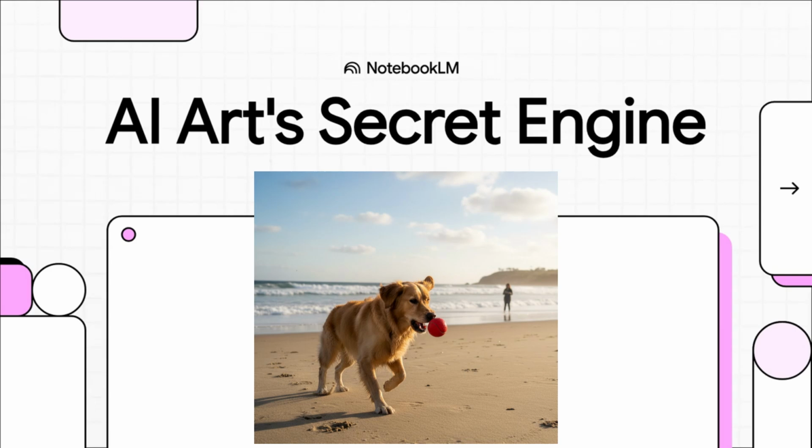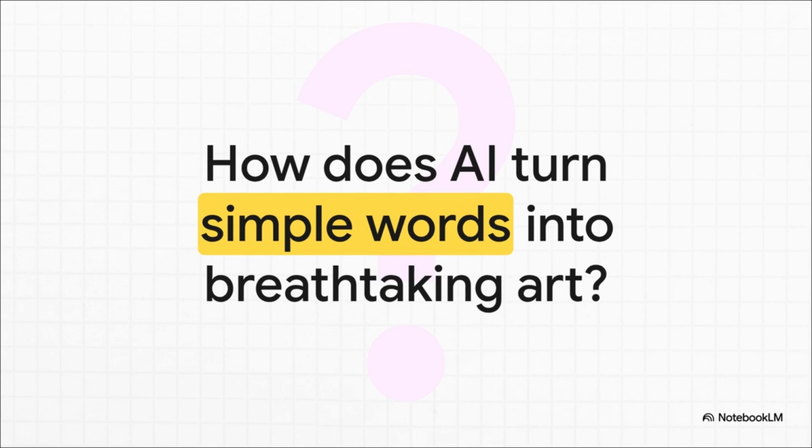Welcome to the Explainer. You've seen them everywhere, right? These absolutely incredible, mind-blowing images created by AI. Well, today we're going to pop the hood and take a look at the secret engine that's making it all happen. So you've probably done this, right?